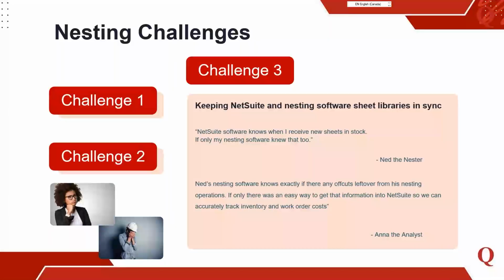And thirdly, how do I keep my inventory in sync between my nesting software and NetSuite inventory? So NetSuite is tracking when I receive new plates, so new item receipts, and Ned's nesting software knows exactly how many offcuts there are and what kind of plates we've consumed for all of the different work orders. But the problem is there's two isolated systems of my sheet inventory, and those systems don't talk. So the inventory levels that I have in NetSuite don't always match up with that data that is available in my nesting software. And so there is a mismatch in data from both ends.